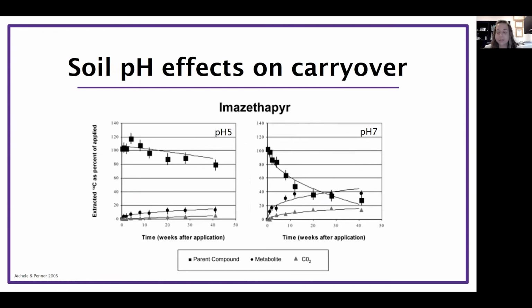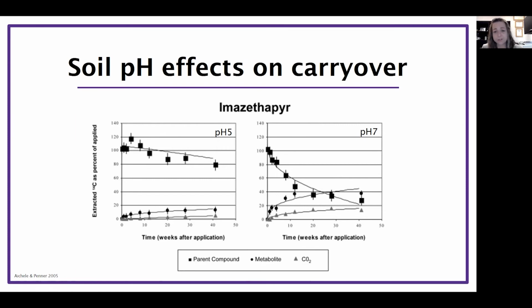And then we've talked about soil pH. So these are some data looking at Pursuit. And again here, these lines are just looking on the y-axis at how much of the herbicide that was applied they are still detecting after a period of time, okay? And again, look at these solid black squares. That's the actual imazethapyr, the active ingredient in Pursuit. The other lines are some of the byproducts that get formed as the microorganisms work on that imazethapyr molecule.